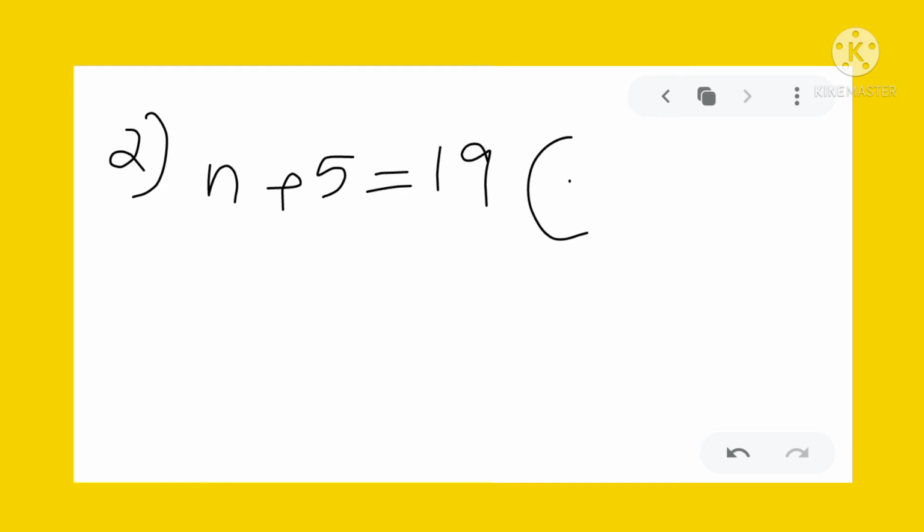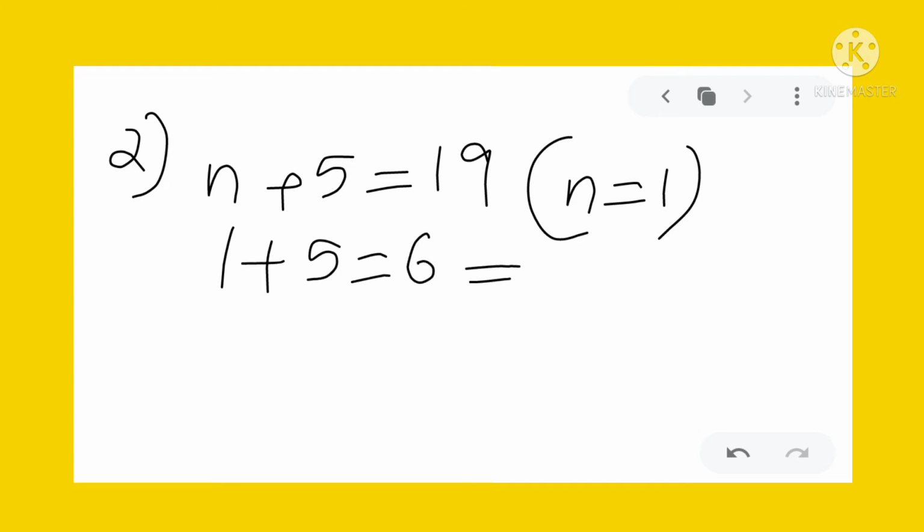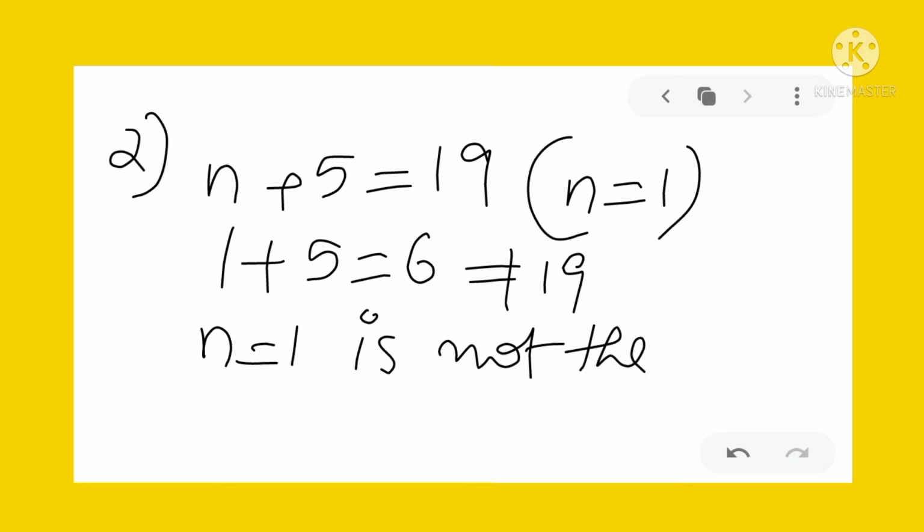So let us look into the second question. Check whether the given values are solutions of the given equation. n plus 5 equal to 19. The values are given as n equal to 1. When n equal to 1, 1 plus 5 is equal to 6, which is not equal to 19. That is, n equal to 1 is not the solution of the equation. Then let us do the second question.